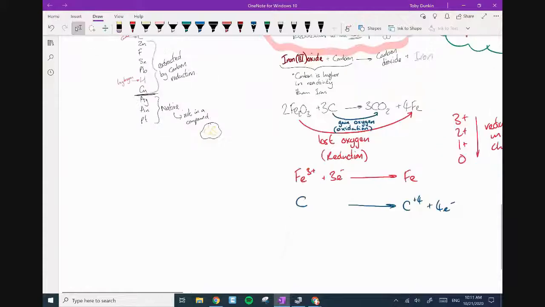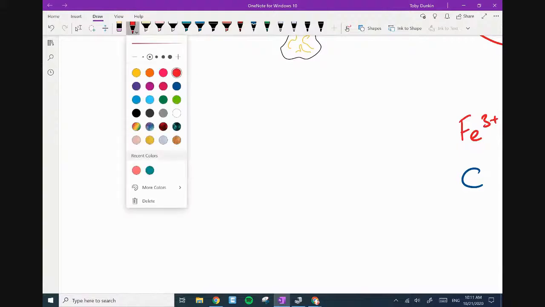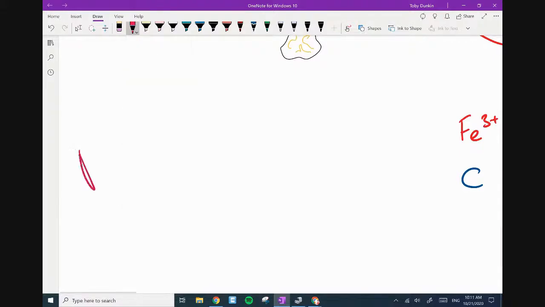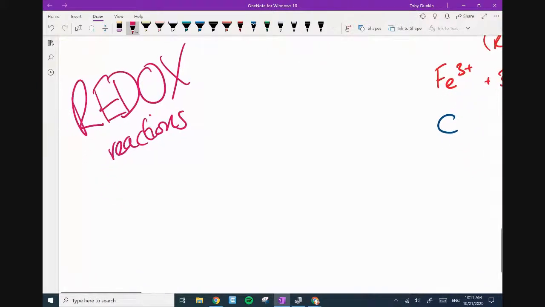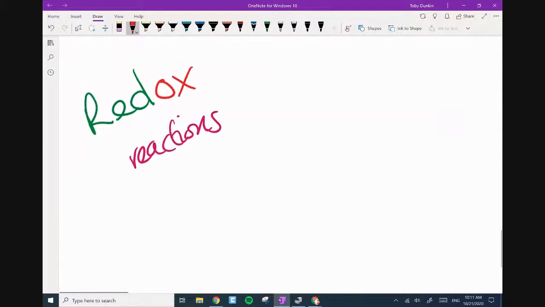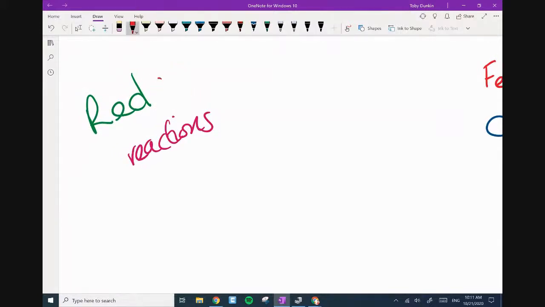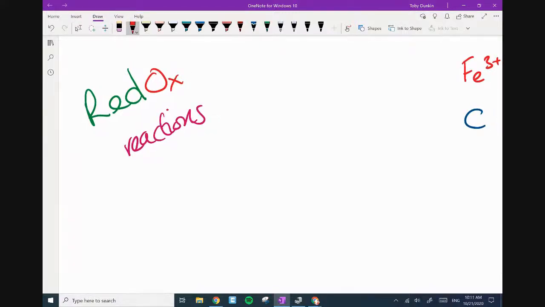Now, if that's the case, just to tell you, a reaction like that, I'm going to give you the name: Redox. Do this in purple. Redox reactions. Actually, do you know what I should do? I've suddenly realized I can do this. Red, oh no, haha, green. Red, ox. See what I've done? I've color coded it. Redox. There we go.